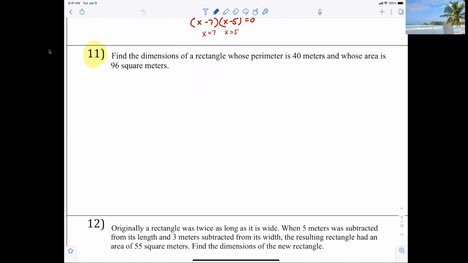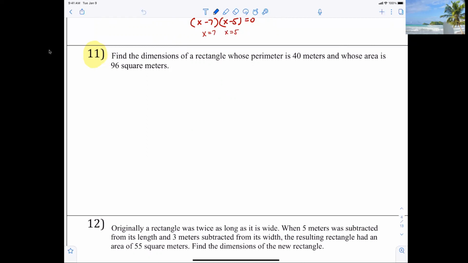I got it right. So I got a 12. 12 and 4. I got 12 and 9. What? 12 and 8. 12 and 8. All right. So again, let's see how that played out.